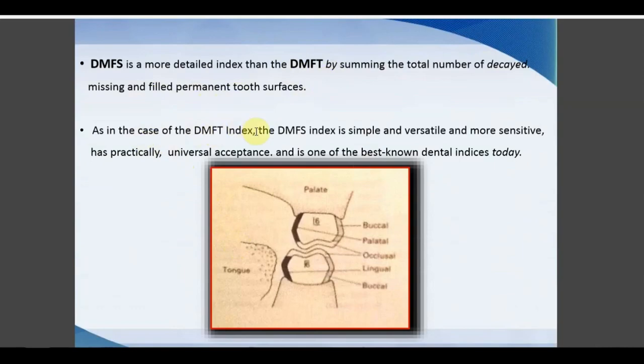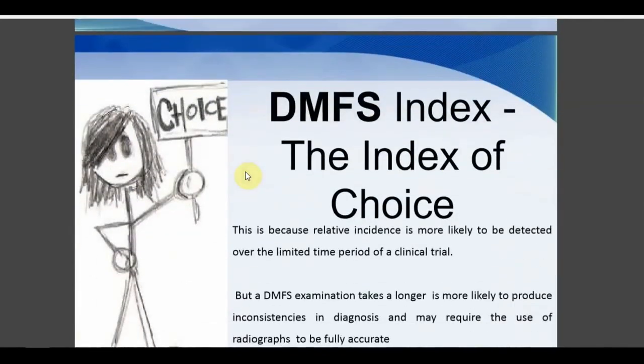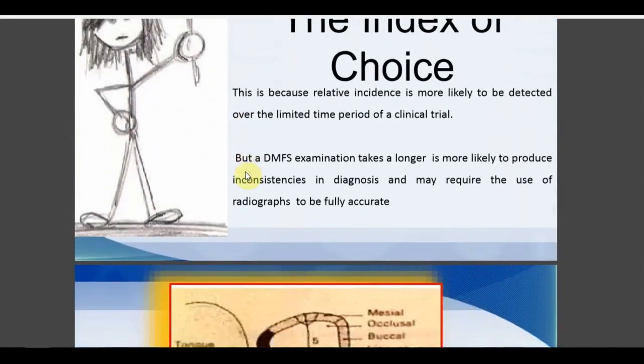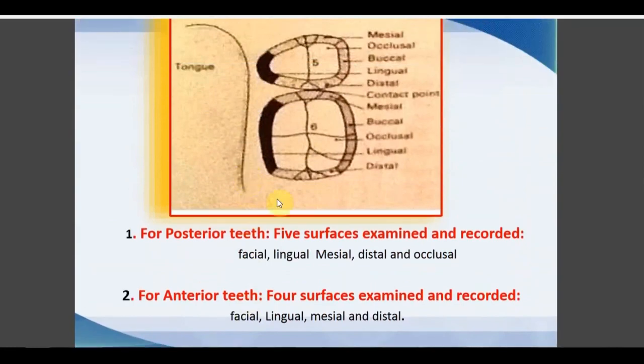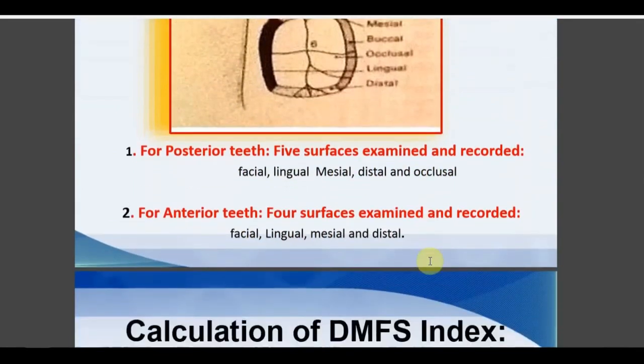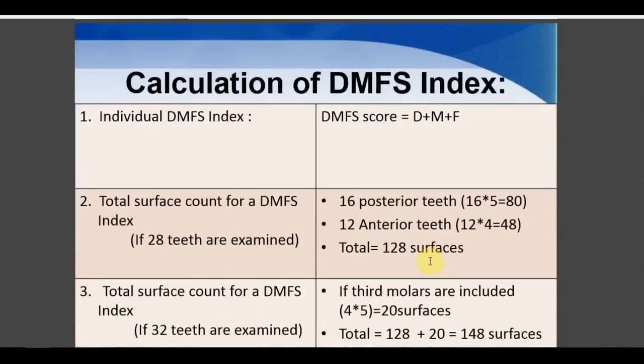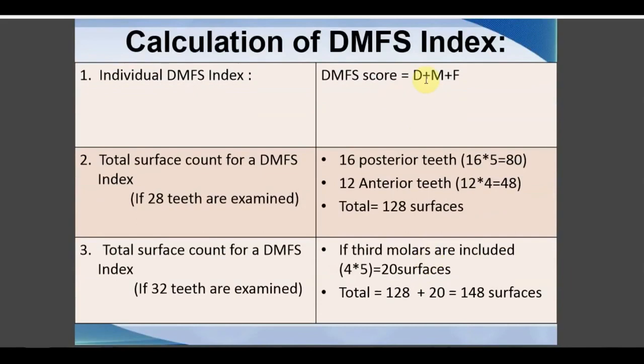As in the case of the DMFT index, the DMFS index is simple, versatile, and more sensitive. It gives more detailed output. So how are we checking the DMFS index? Like I told you, for posterior teeth, five surfaces: facial, mesial, distal, lingual, and occlusal. Anterior, there is no occlusal. The calculation is individual, just like DMFT; we can calculate DS, MS, and FS.